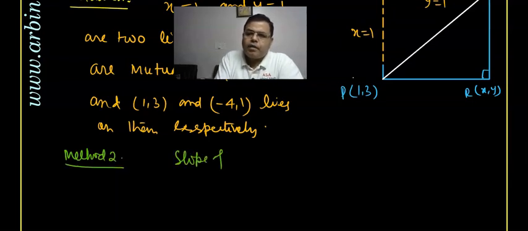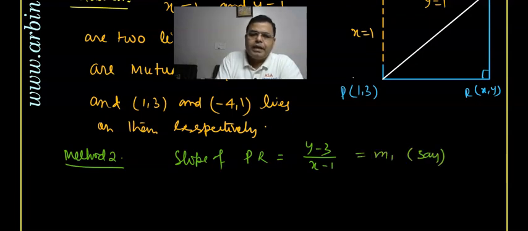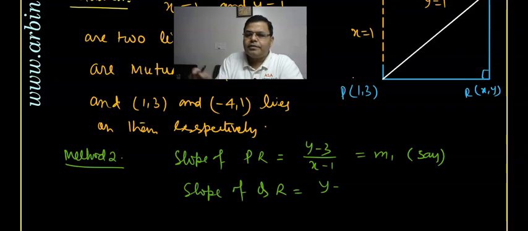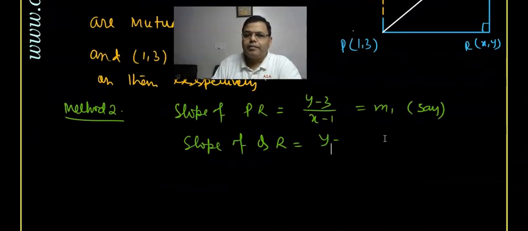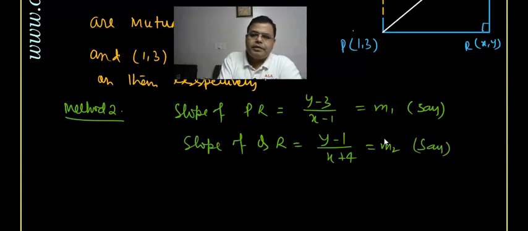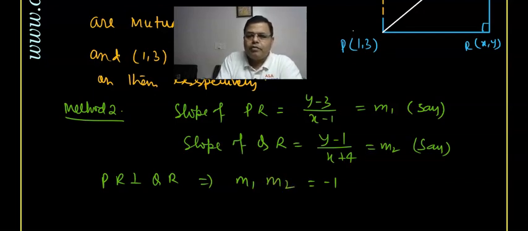The slope of PR is nothing else but y minus 3 upon x minus 1, say M1. And the slope of QR is y minus 1 upon x minus minus 4, that is x plus 4, equal to M2. Since PR is perpendicular to QR, therefore M1 M2 is equal to minus 1. I hope you got it.